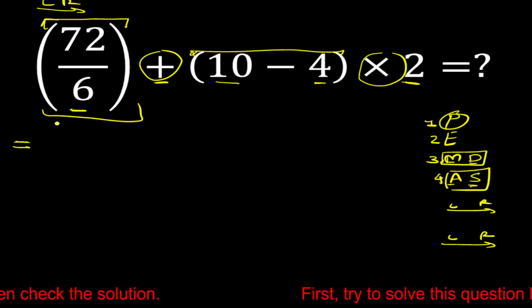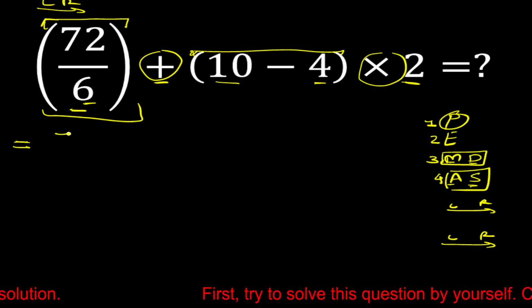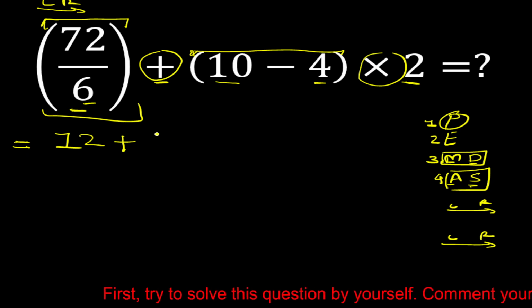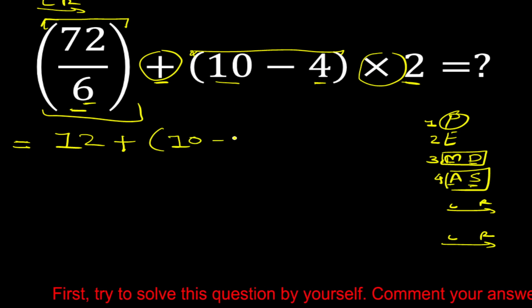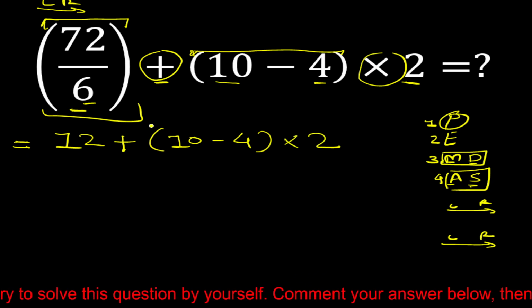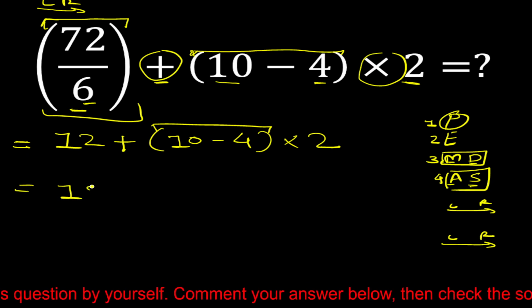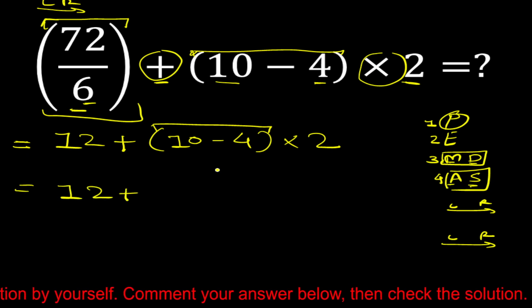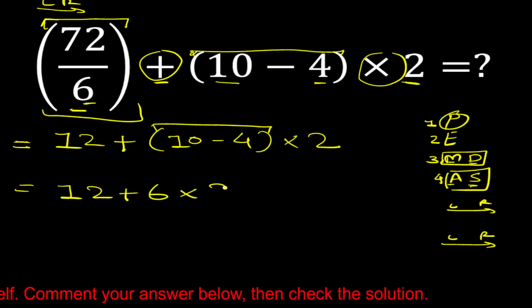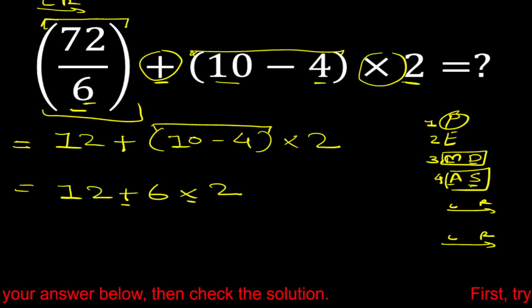Now 72 divided by 6 is equal to 12, plus in the parenthesis 10 minus 4, multiply 2. Now we have to solve this second parenthesis. So it is equal to 12 plus, now 10 minus 4 is equal to 6, multiply 2.